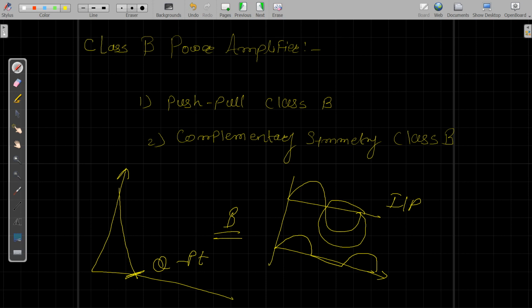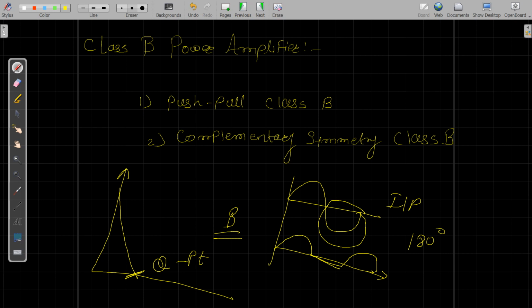That means output will not be obtained for the entire 360 degrees, whereas the output is obtained only for 180 degrees. Only one part of the signal will be present at the output, another part will get clipped off. This is what your Class B power amplifier is. That means the way we define our Class B power amplifier on the basis of operating point selection is on the x-axis itself, due to which we have selected the operating point in the cutoff region. So only one part of the signal gets clipped off and one part of the signal will be obtained.